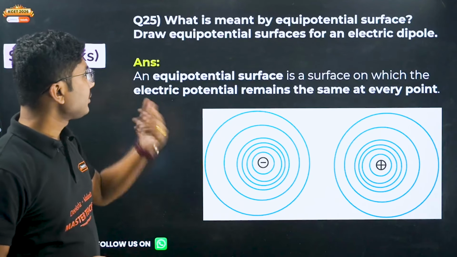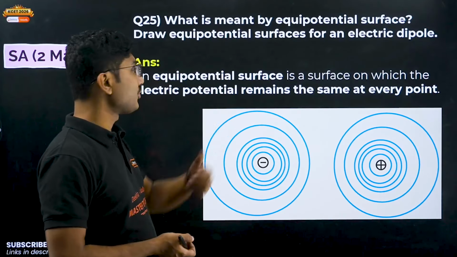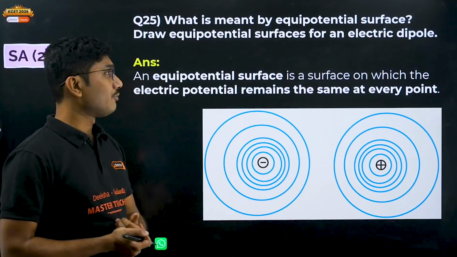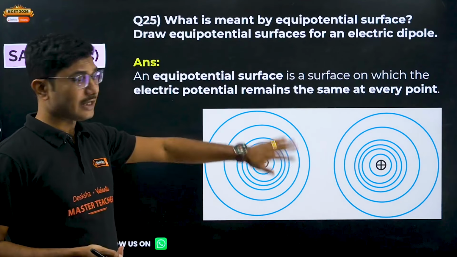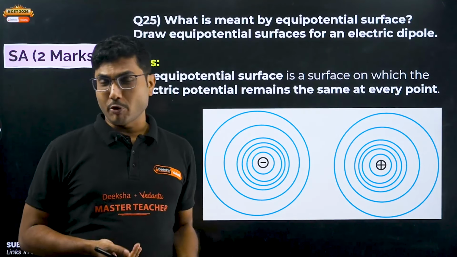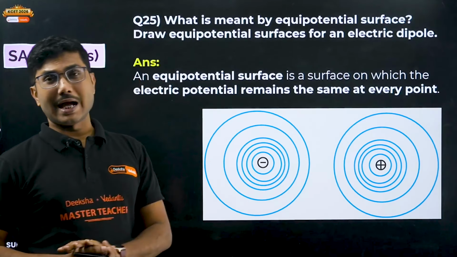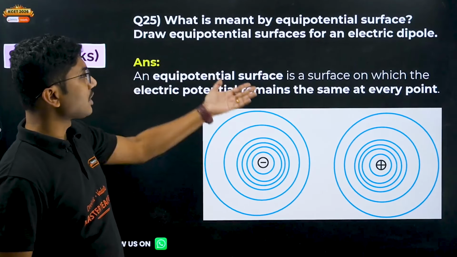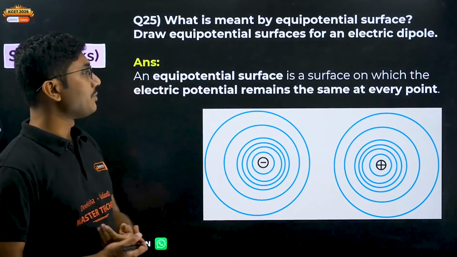Now next question: what is meant by an equipotential surface? Same question. Draw the equipotential surface for an electric dipole. So this is a new question from your new model blueprint. Previously the question used to come for a point charge. They have added the dipole this year. So it is almost similar. The only thing you have to be careful about is that an equipotential surface is the surface on which the electric potential remains the same at every point.